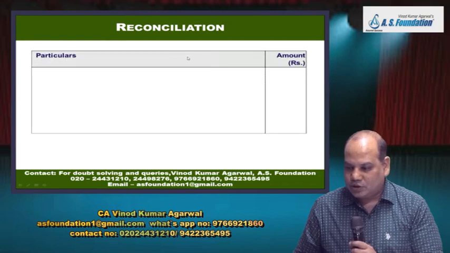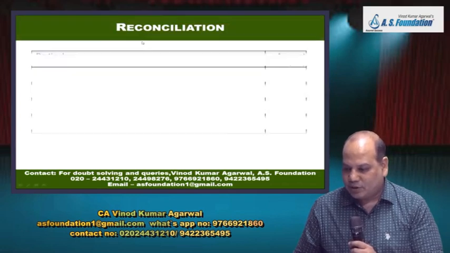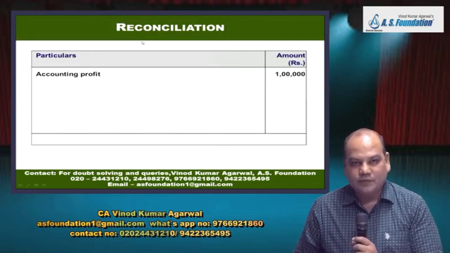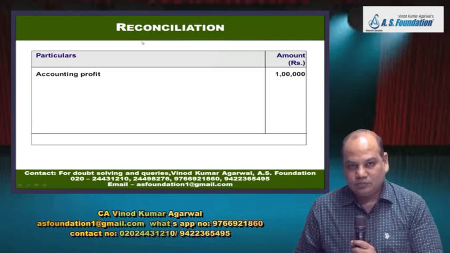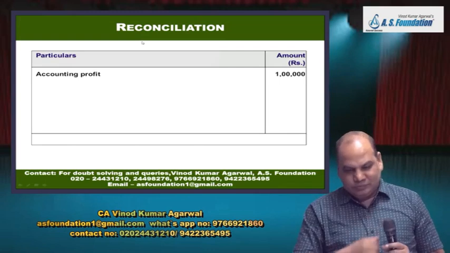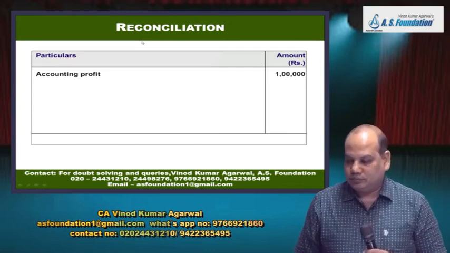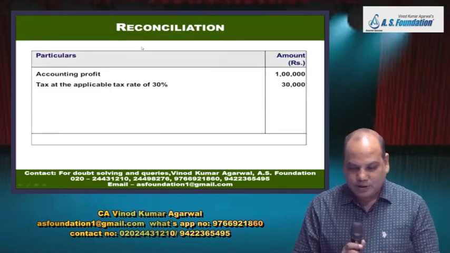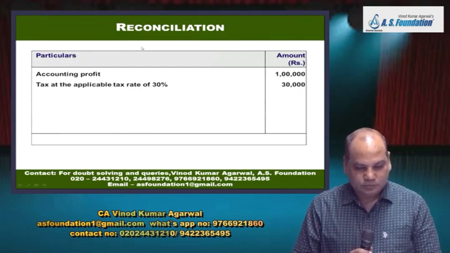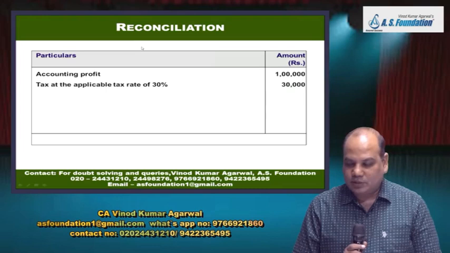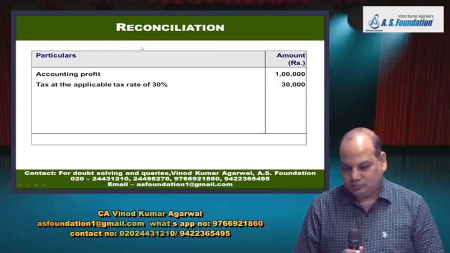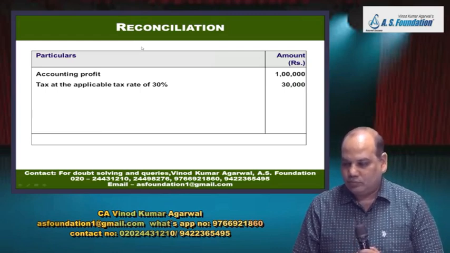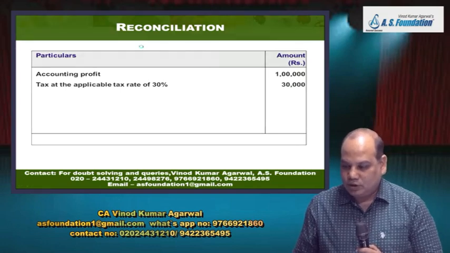Now write down reconciliation, amount reconciliation. Only one item is there because of which there is a difference. So now write down accounting profit 1 lakh. And what is your tax rate? 30%. So tax at the applicable tax rate of 30%: $30,000.